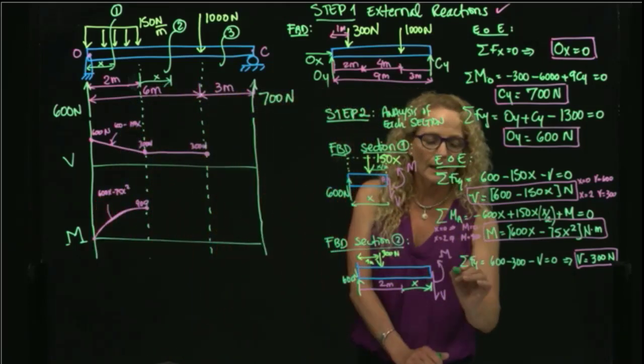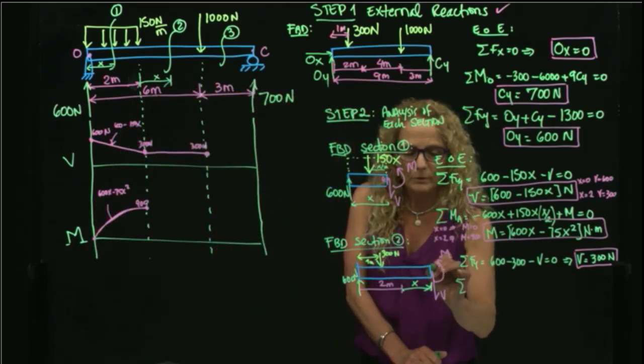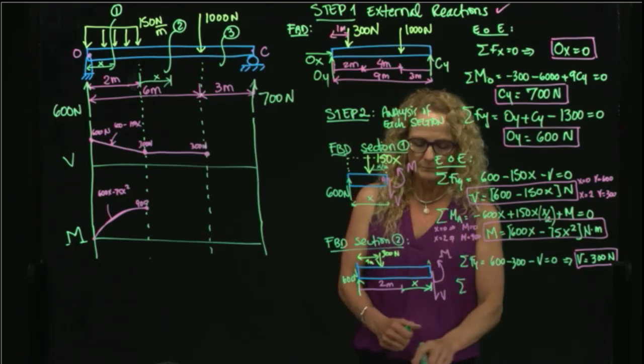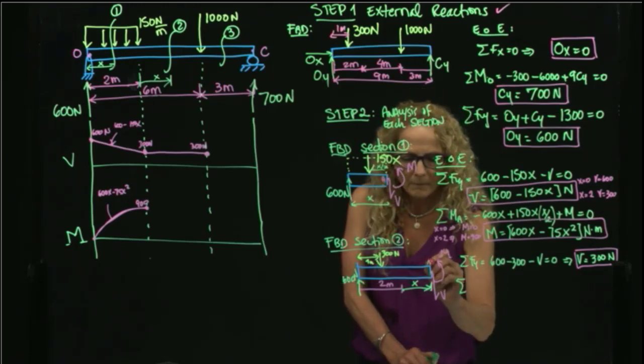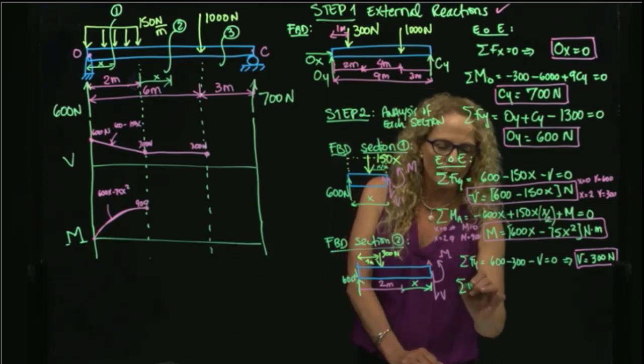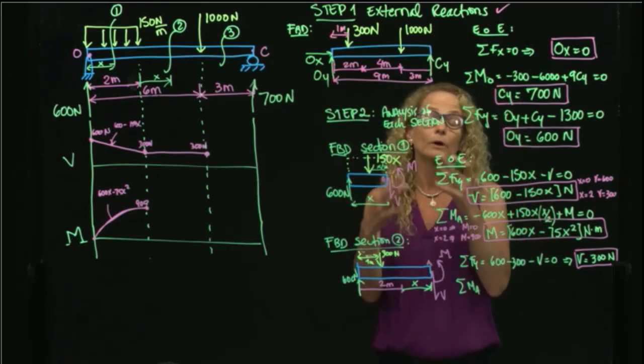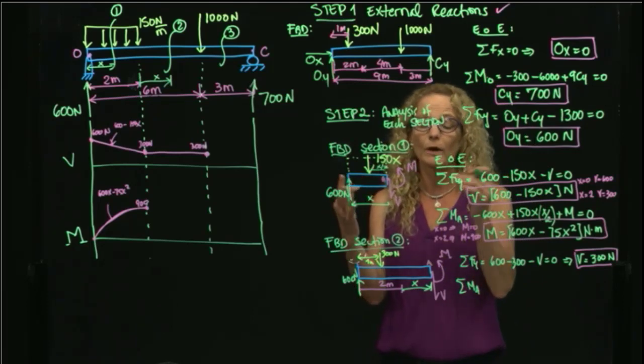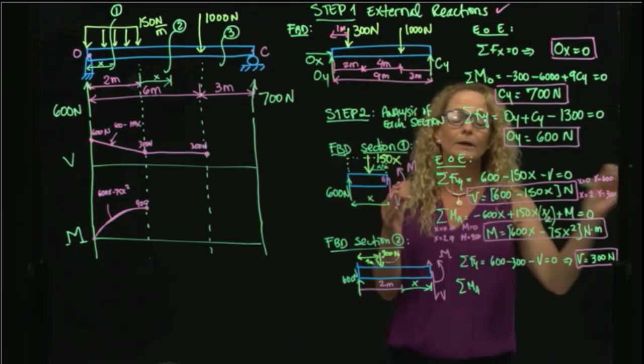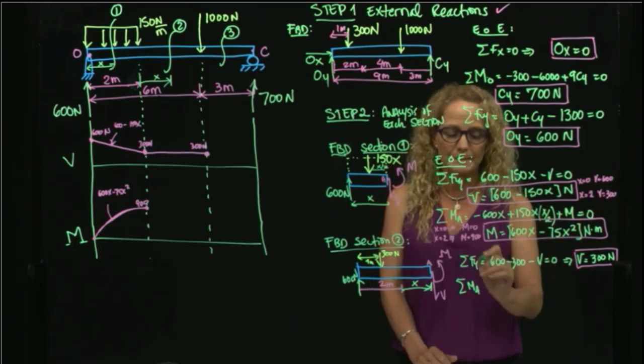And then I add moments. I will call this point A again, and I will take moments at A, which is a moving point, right? I just call it A. You can call it different names if you want to. I'm just moving that point A along anytime that I change sections.